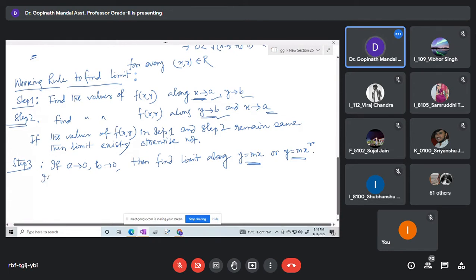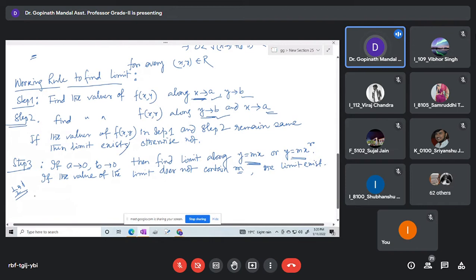If the value of the limit does not contain m, that means if the limit equals, suppose, half, or suppose 1, that does not contain m, then we can say that the limit exists.